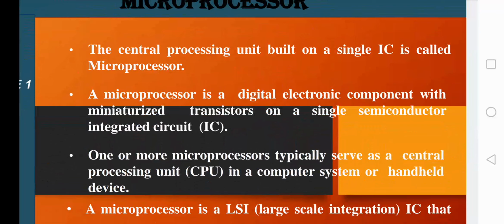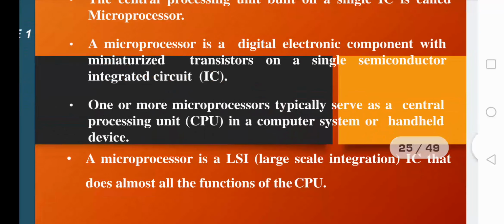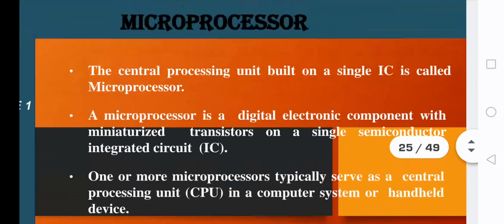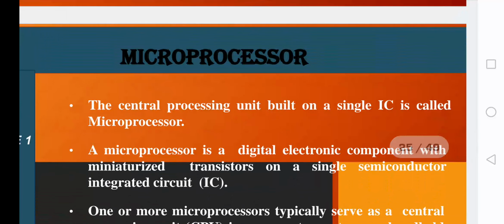Do you know what a multiprocessor system is? That is, one or more microprocessors typically serve as the central processing unit in a computer system. And a microprocessor is not only for large scale industry; it is capable of performing a very large number of functions carried out by the CPU. So these are the various points that we have concluded so far from the slides that we have studied earlier.